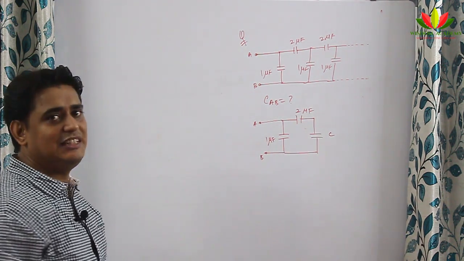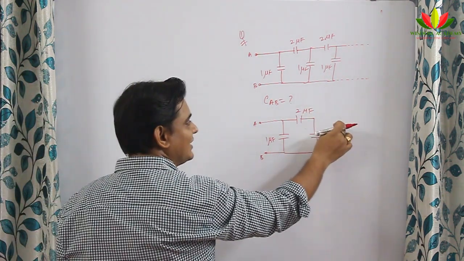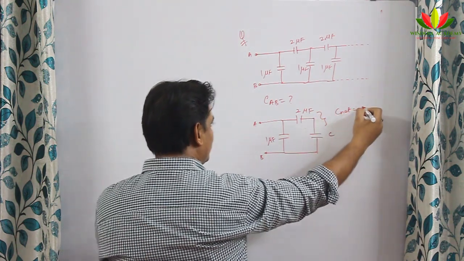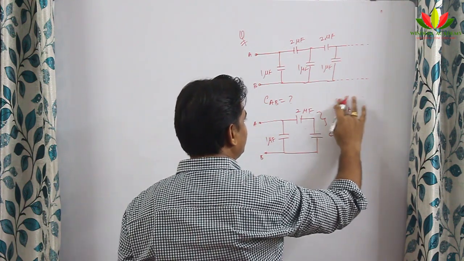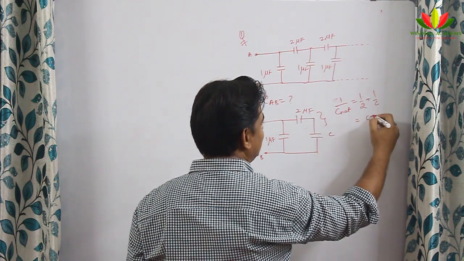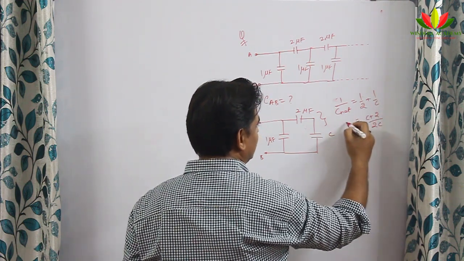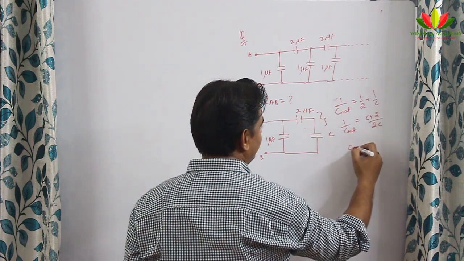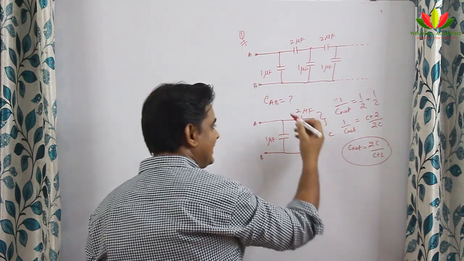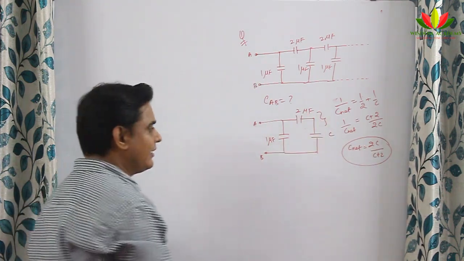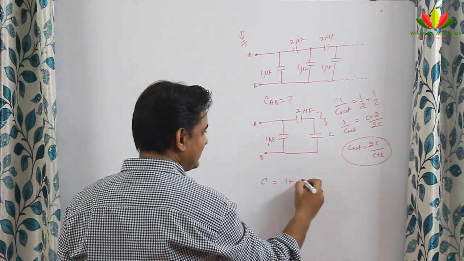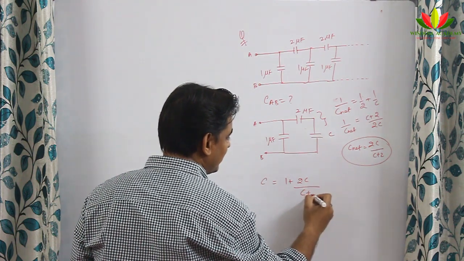Now let us try to find the equivalent capacitance. First these two are in series. So for these two, 1 by C net will be equal to 1 by 2 plus 1 by C, that is equal to C plus 2 by 2C. So C net will be equal to 2C by C plus 2. This is for these two, and then this and this are in parallel, so it will be added up. So C will be equal to 1 plus 2C by C plus 2.